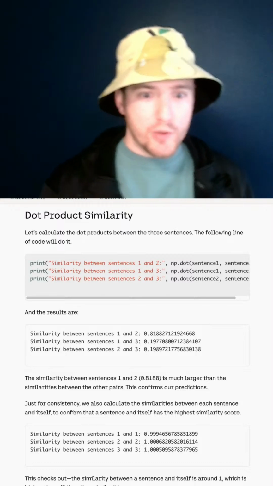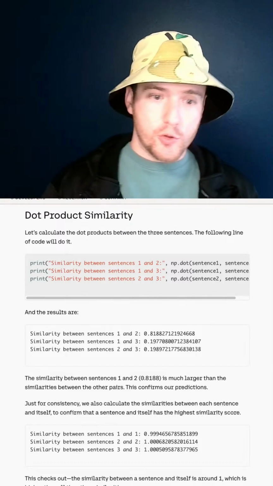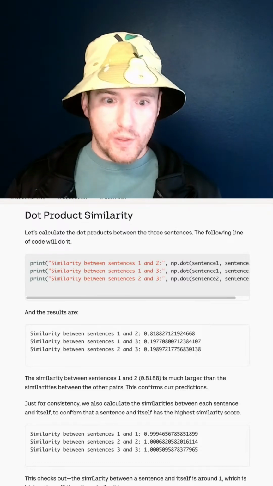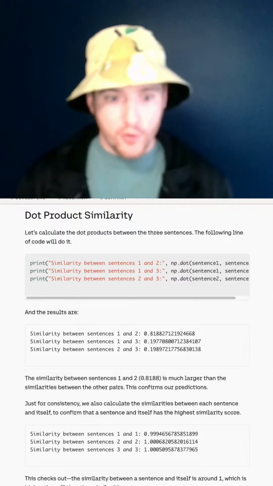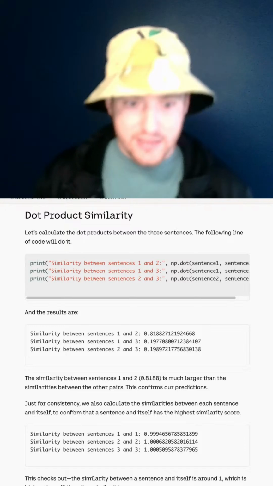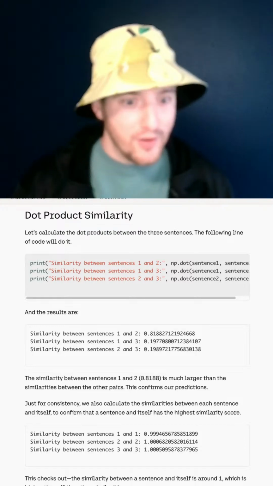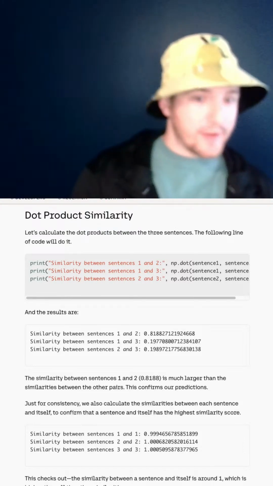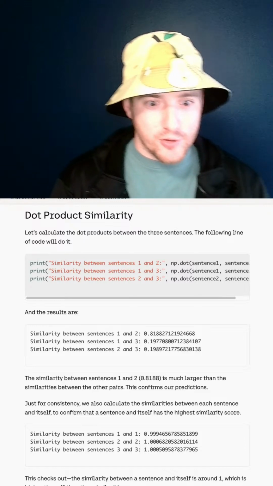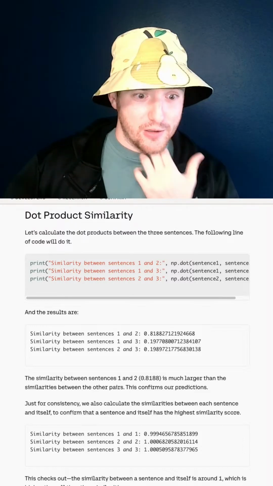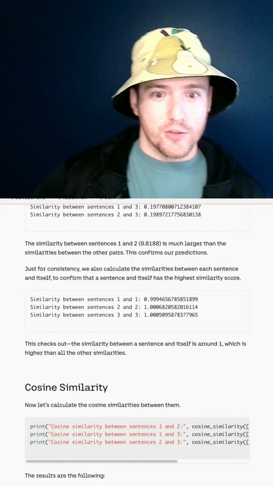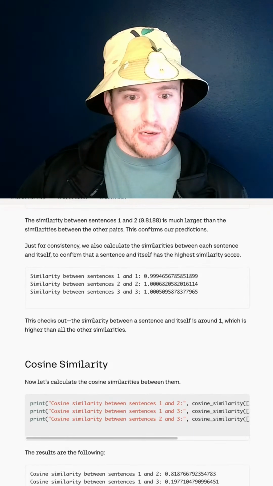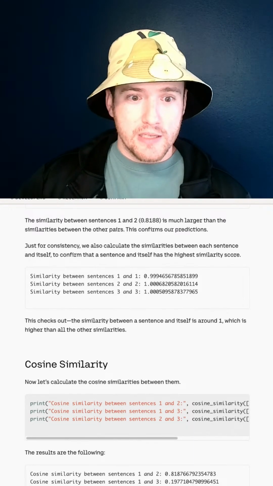So the similarity between 1 and 2 is much larger than the similarities between the other two pairs. And just for consistency, we can also calculate the similarities between each sentence and itself to confirm that a sentence and itself has the highest similarity score. Sentence 1 versus 1 is, rounding up, 100%, and the other two are 100%, actually a little bit over 100%. This checks out: the similarity between a sentence and itself is around 1, which is higher than all the other similarities. Now let's calculate the cosine similarities between them.